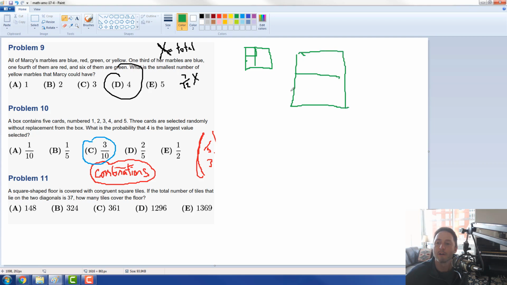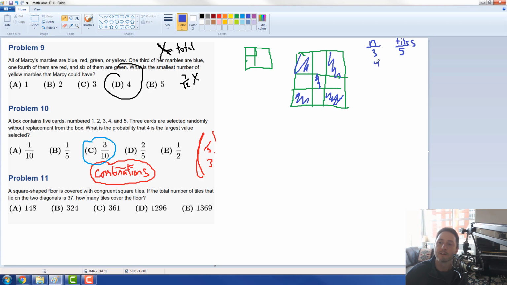3 by 3 square, and let's look at the diagonal, like a tic-tac-toe board. So along our diagonal, we have 1, 2, 3, 4, 5. So when we have 3 sides, we have 5 tiles on the diagonals.